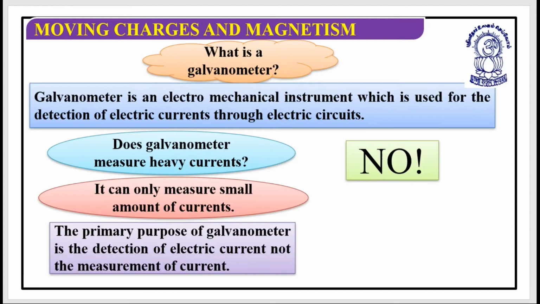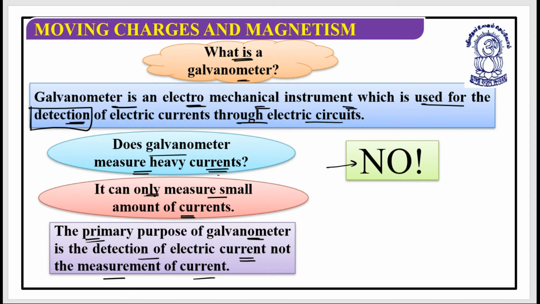So now let's begin. First question, what is a galvanometer? What do we mean by this? We can say that a galvanometer is an electromechanical instrument which is used for the detection, please focus on this word, of electric currents through electric circuits. Does a galvanometer measure heavy currents? The answer would be no. It can only measure a small amount of current, and the primary purpose of a galvanometer is the detection of electric current but not the measurement of current.